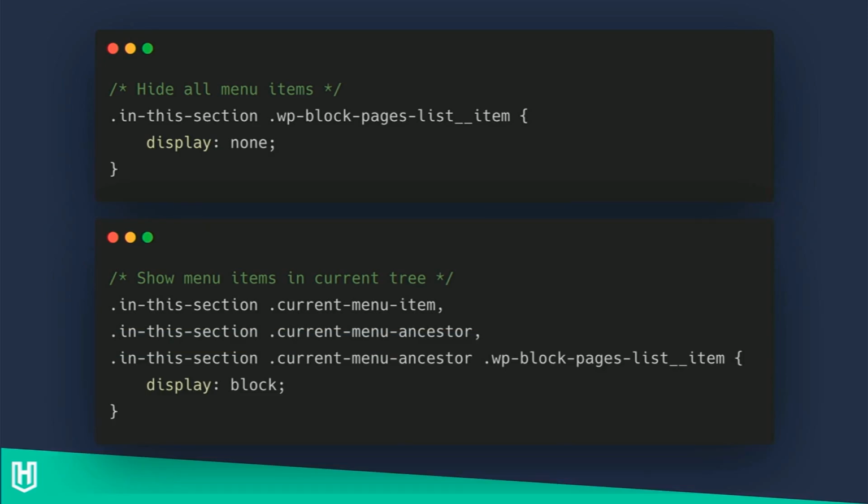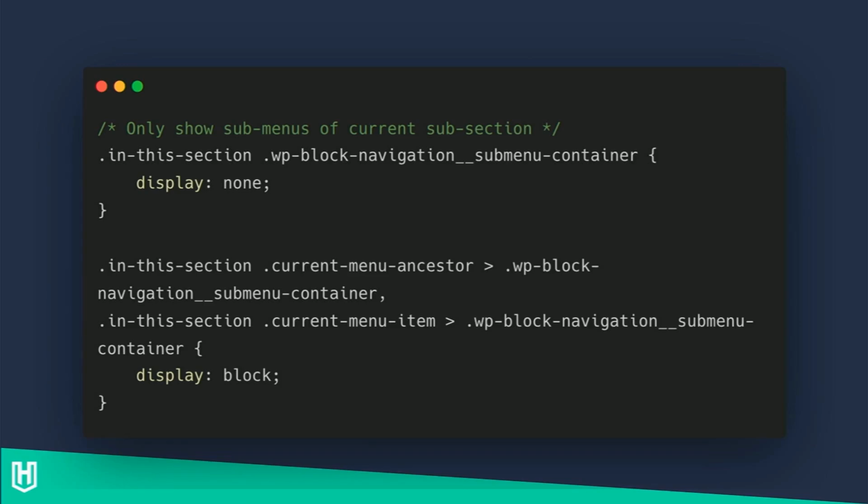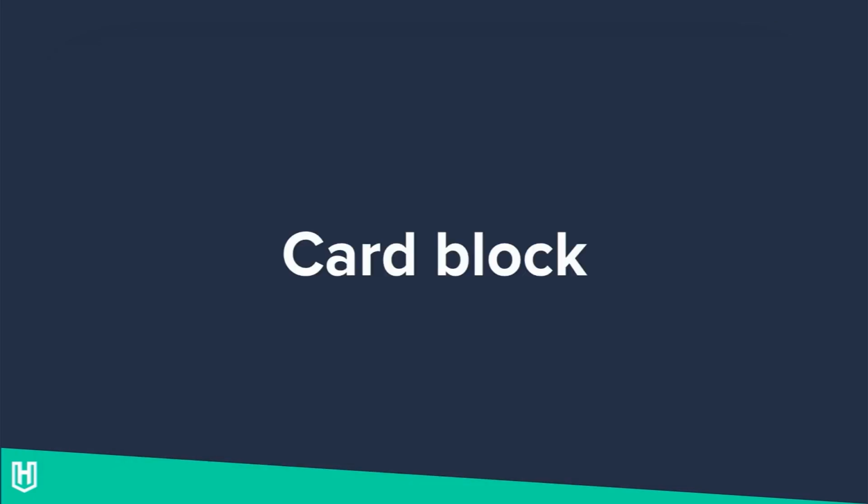So this is just a little bit of example CSS. You can see at the top here, I'm hiding everything basically in the menu. And then underneath, I'm showing the items that are either the current item or the current menu ancestors. So you're just displaying those as block. And then there are also the subsections. Again, I'm hiding all the subsections with display none, and then just showing the ones that are relevant. So we thought this was quite a clever solution. You can just drop that on any page of the website and it works. So that was kind of cool.